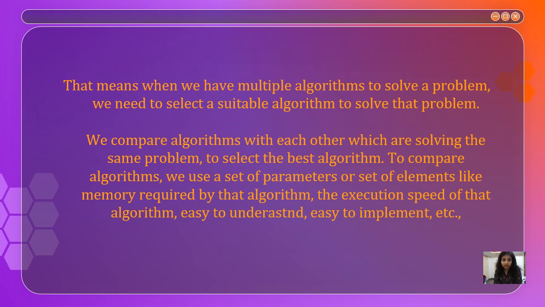That means that when we have multiple algorithms to solve a problem, we need to select the best out of them, and we compare these algorithms with each other which solve the same problem in order to choose the best one. The parameters on which we choose the best one are the memory space that the algorithm takes, the speed of execution and the time it takes for the execution of the problem, and also the easiness to understand and the easiness of implementation.